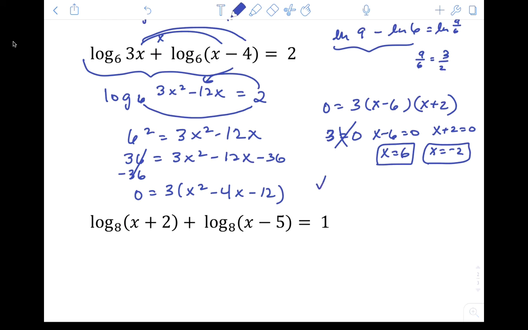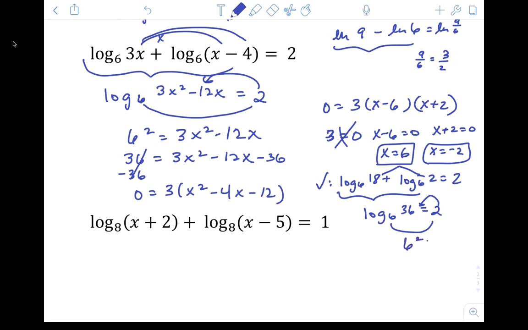When I plug in the 6 times 3 is 18, so we have log base 6 of 18. We have log base 6 of 6 minus 4 is 2, and that's supposed to be the answer 2. Here we go. When you condense these, you have log base 6 of, well, 18 times 2 is 36. Is 6 to the second equal to 36 when you convert it to exponential form? Yeah, totally is. Positive 6 totally checks out.